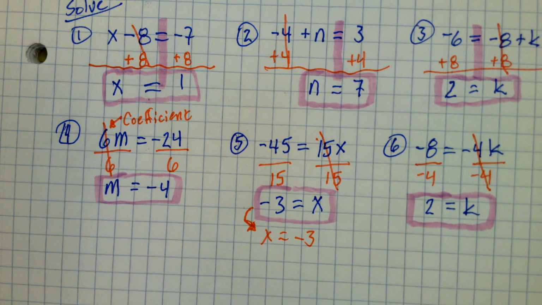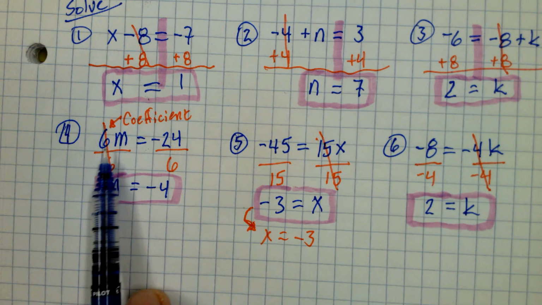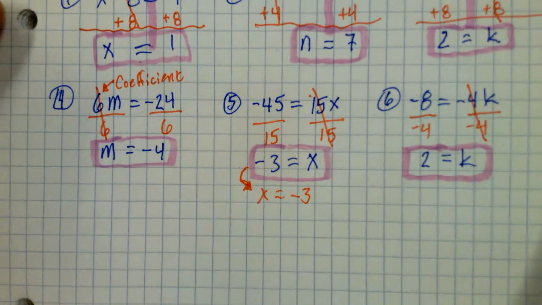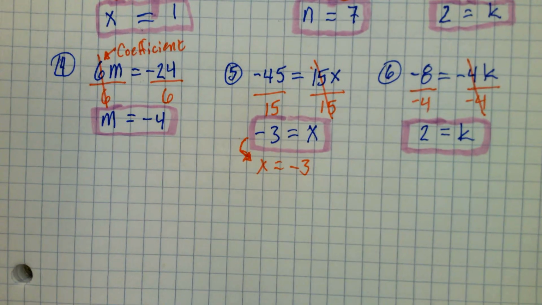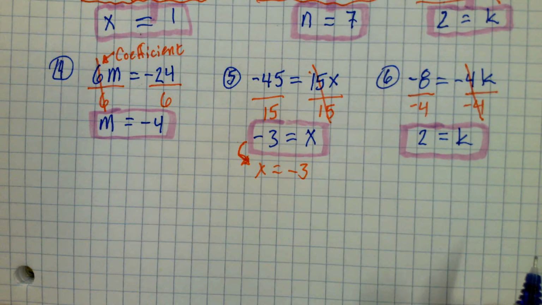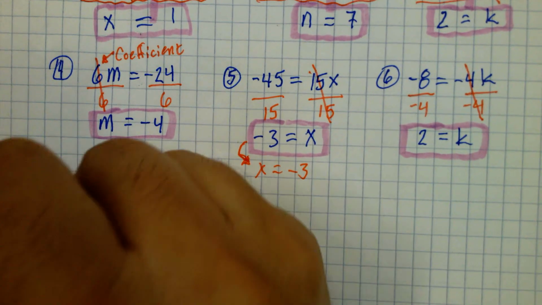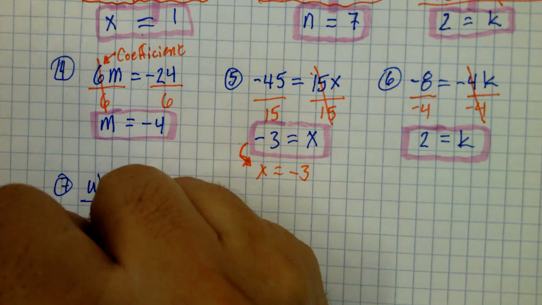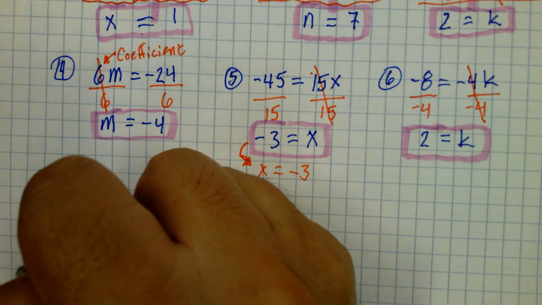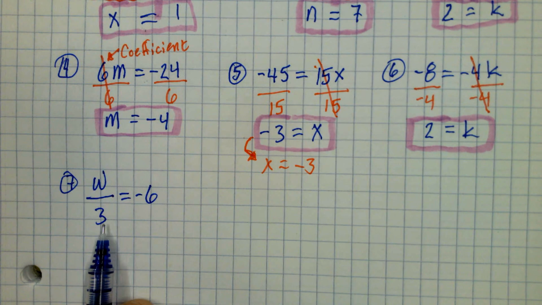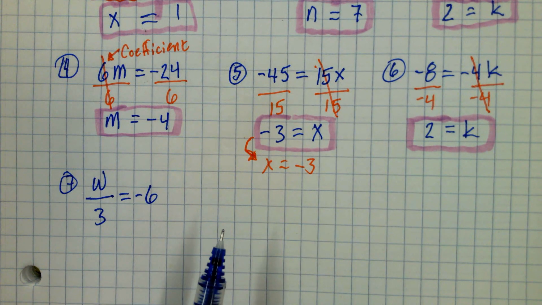All right. So those are multiplication equations, because you're multiplying the number and the variable. The last type we're going to do are division equations, because we divide the variable by a number. So number 7, w divided by 3 equals negative 6. So some number divided by 3 equals negative 6. Write that down.